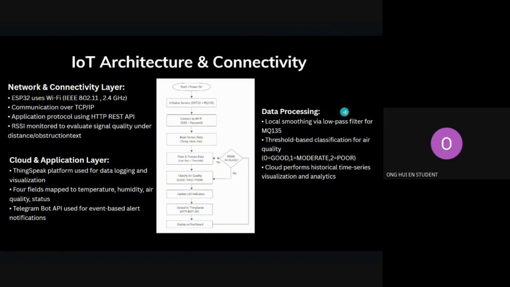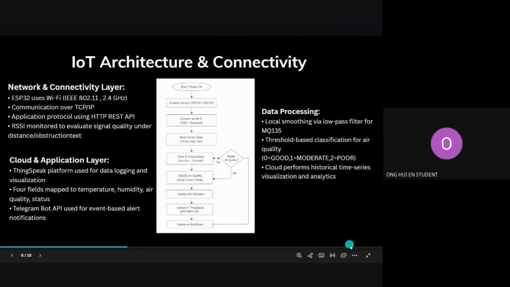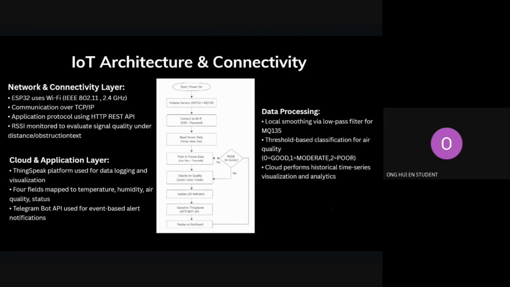And additionally, I have put in the alert system. So when the pollution status changes to poor, our device will trigger a Telegram bot API to send an instant alert to the user on their mobile phone.